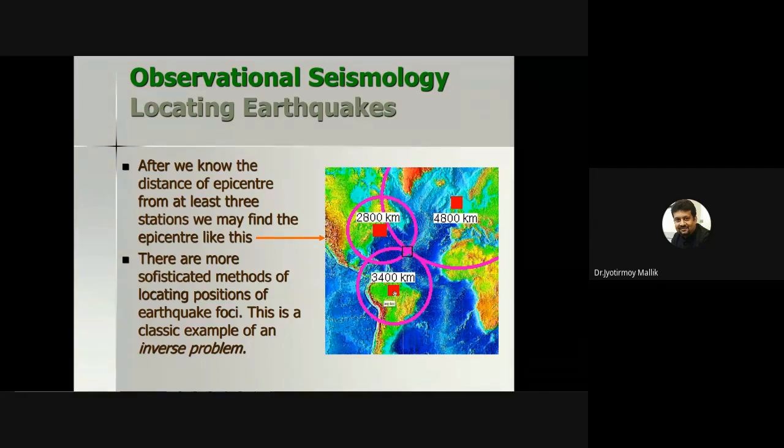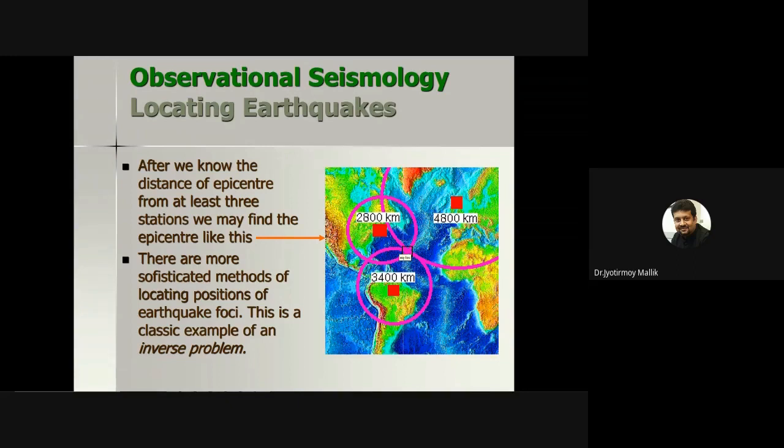And so there is one seismometer situated in North America, another in South America, and another in coastal Europe. And then you can see 4,800 kilometers from coastal Europe, 3,400 kilometers from South America, and from North America it is around 2,800 kilometers. And then I draw three circles. Where these three circles meet, that is exactly the point where the earthquake perhaps has happened. Okay, that is my earthquake epicenter. I hope you understood.